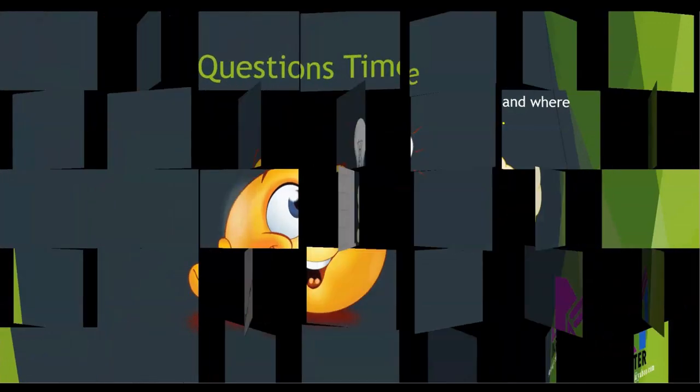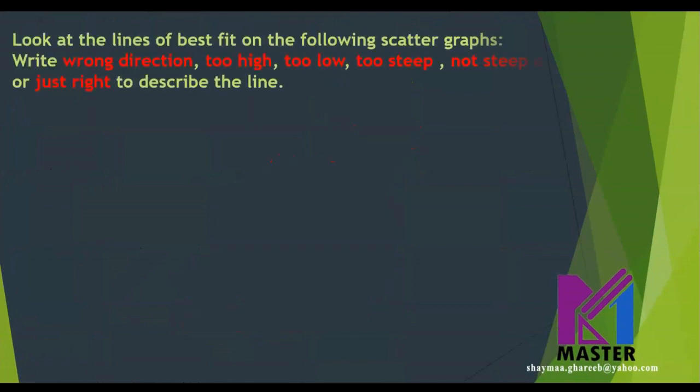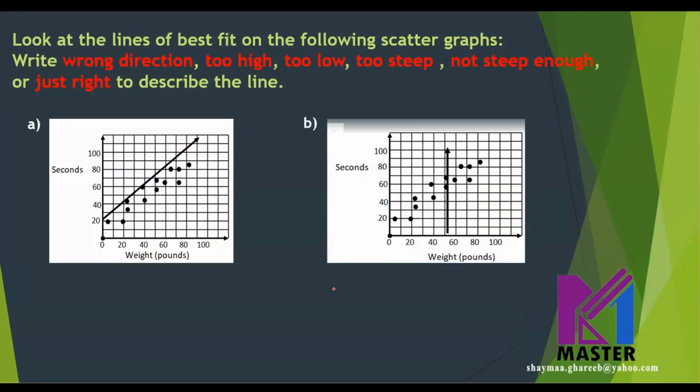Now let's see some questions about the line of best fit. We are going to choose the correct word to describe the slope of the line. So the first shape here, the slope is too high. As we can see, the line is above all the points, but it's going with the same direction, parallel to the points. In the second one here, it is just wrong direction.